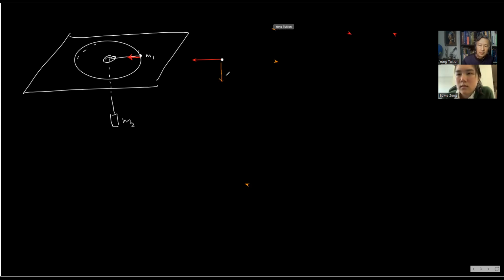Gravity is downward, and there is also another force, which is the normal force. This is gravity, mg. This is tension, and the tension acts as the centripetal force. Does it mean the centrifugal force is also acting in the opposite direction? No, that force is acting on M2. The centrifugal force is acting on M2.